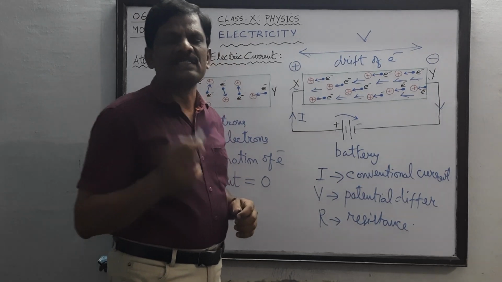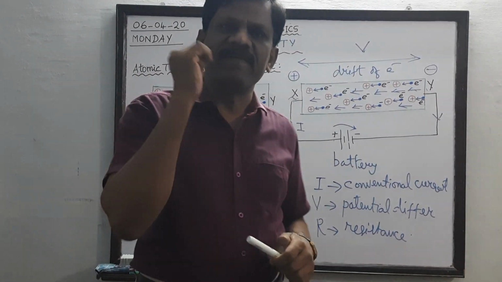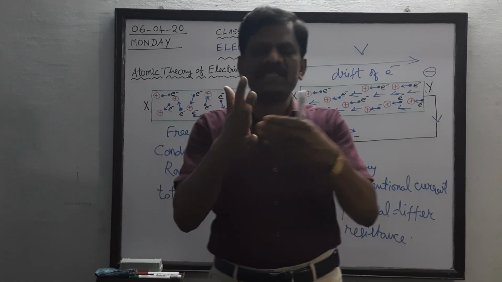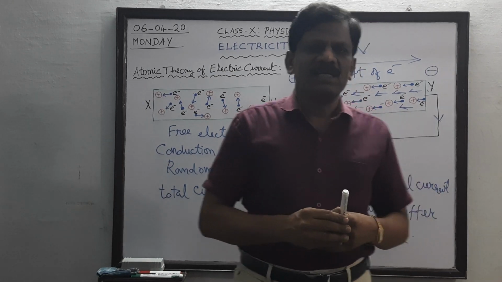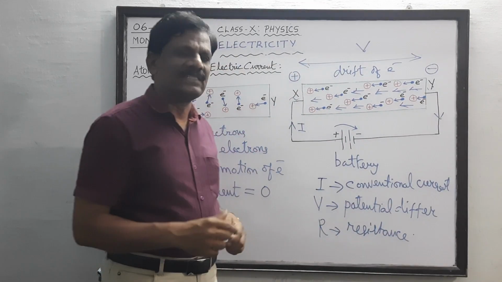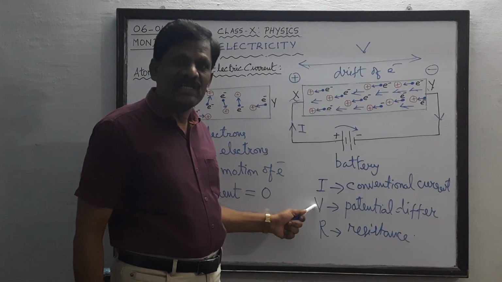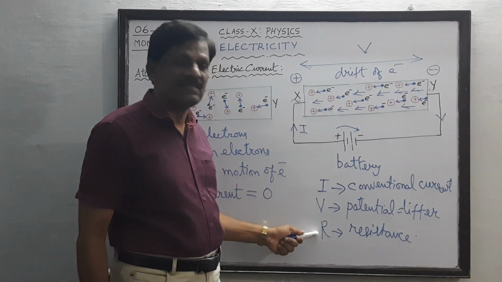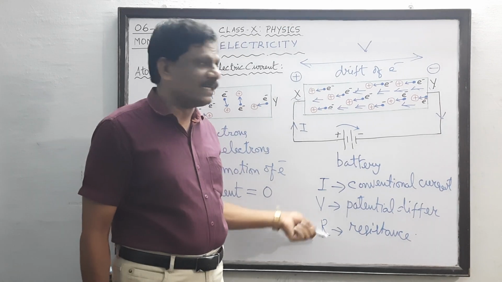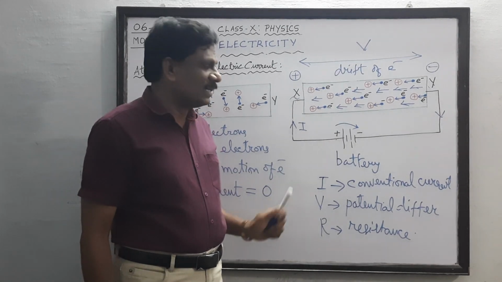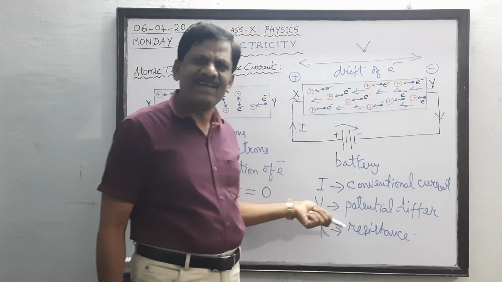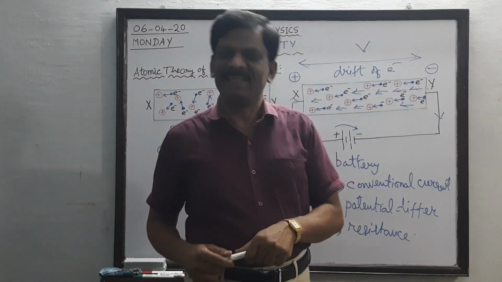This electrical resistance is provided to the flow of electrons by whom? The collision with the ions. And later we are going to study the relationship between the current flowing through the conductor, potential difference across the conductor, and the resistance offered by the conductor to the flow of free electrons. And have you heard such relation before? Yes, you are right. That is Ohm's law.